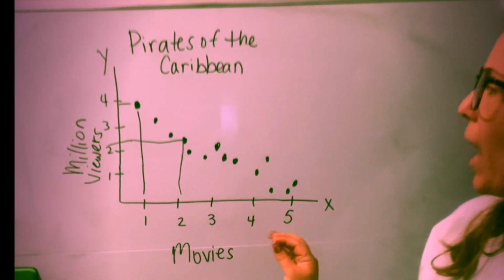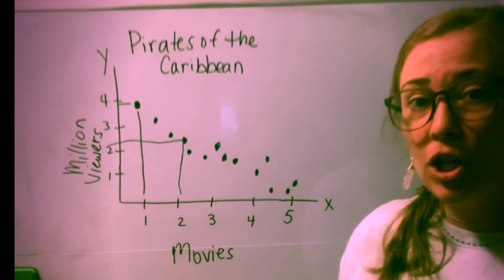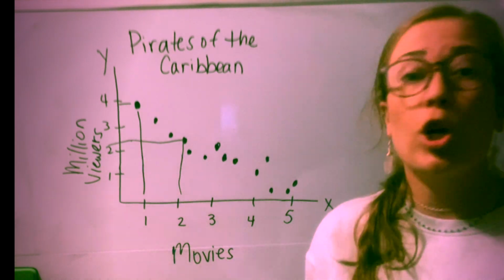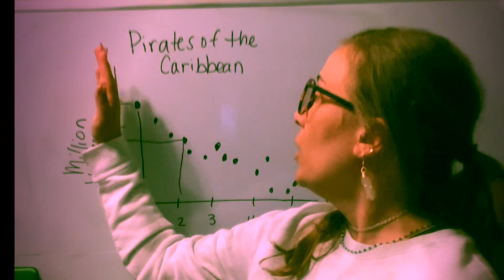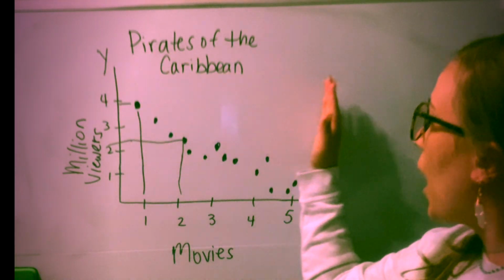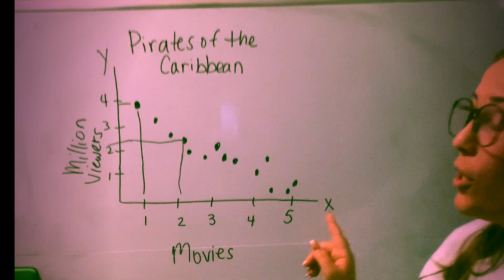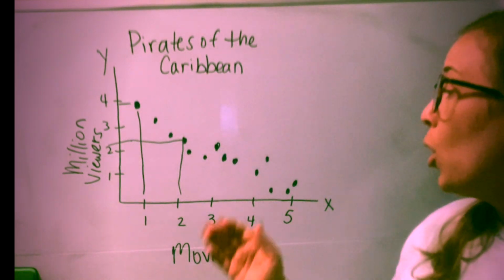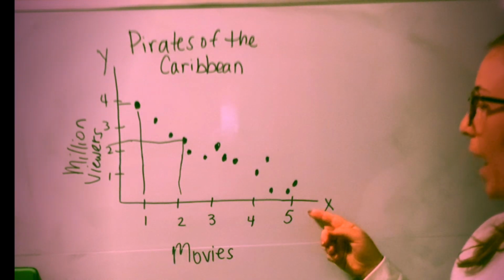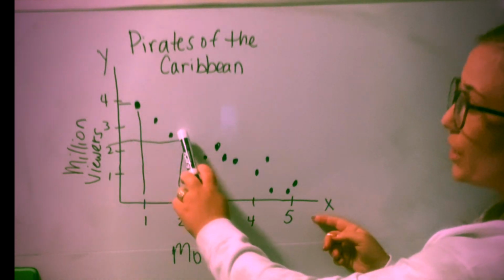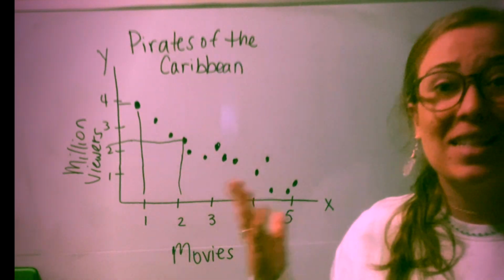If we look at this graph, do you think it is a positive association, negative association, or no association? Well, remember, you always read your graphs from left to right. So from left to right, the slope goes down. So this is a negative association. Or in other words, as your X increases to 5, the Y values have decreased over time. So that's why this is a negative association.